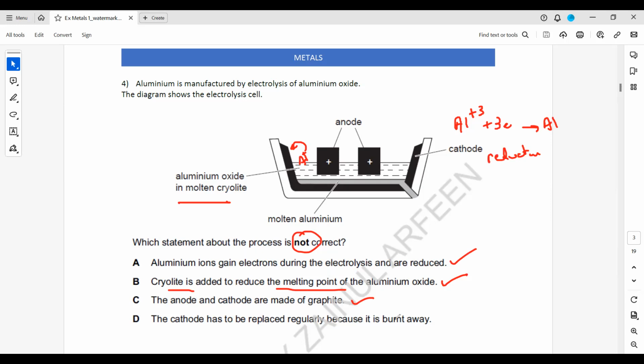The cathode has to be replaced regularly? No. The anode has to be replaced regularly. Why? Because what will happen when oxide ions move towards the anode? The oxide ions will form oxygen, and because of the very high temperature, the carbon at the anode will react with oxygen. As a result, it will form carbon dioxide. So we have to replace the anode, not the cathode. That's why D is not the right statement.